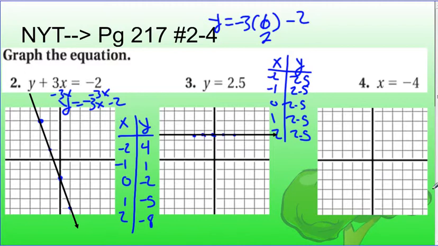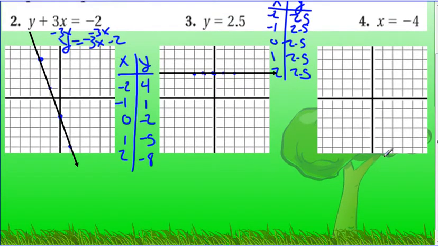Lastly, number 4, I'll do my work down here. So x, y, x is -4. That means we can't even make up our own x values. It is telling us x is -4. But it does not give us any clue about what the y is, so we can make these guys up. 1, 0, -1, -2. Why not?